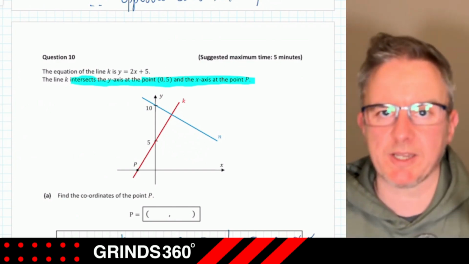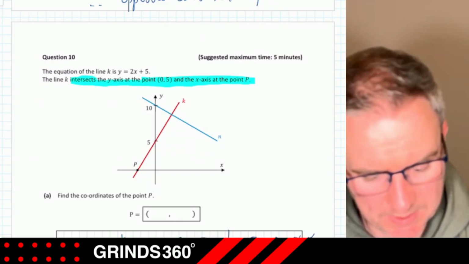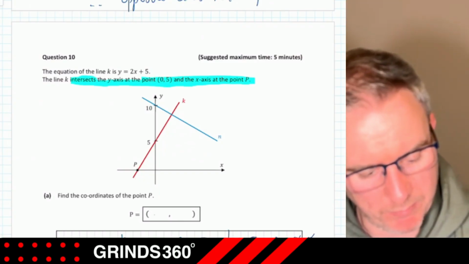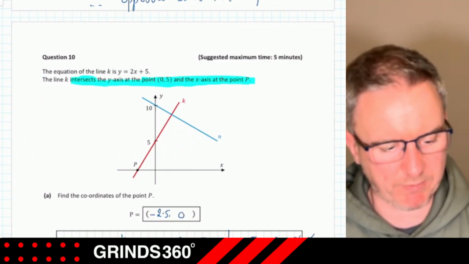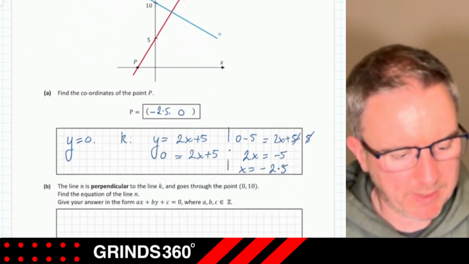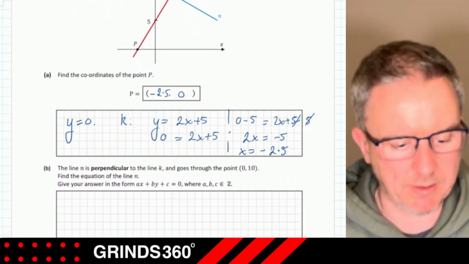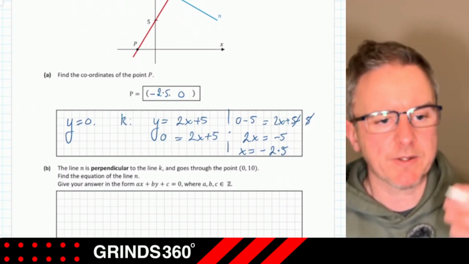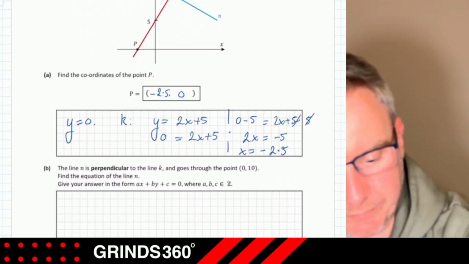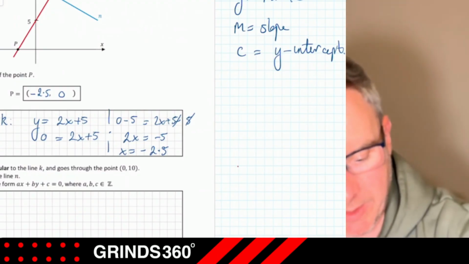Now just be careful, you must give it back as a point, so it has to be filled into this. So we have (-2.5, 0), okay? So we have it put back in. Then they tell us that the line N is perpendicular to the line K, and it goes through the point (0, 10), and find the equation of N. So what I would do, I would have this on a little flashcard and I would read through it before I go into the exam.